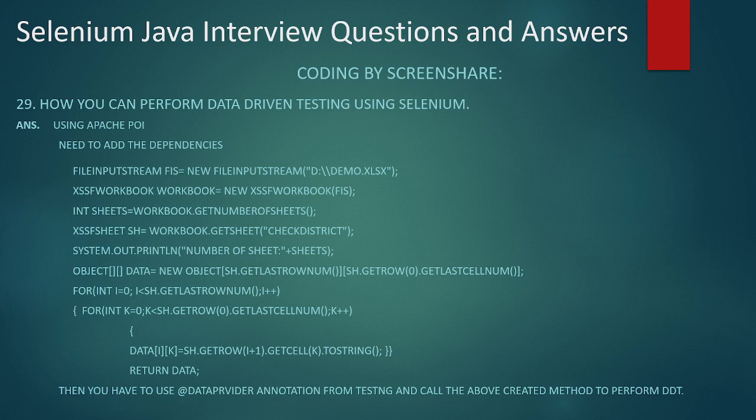For both we have taken two different for loops, one for the row and one for the column. Then finally you have to get the particular row and cell and convert it to a string, because there may be chances the value is present as an integer, so you have to convert it into a string. Then you have to mention the return type here.